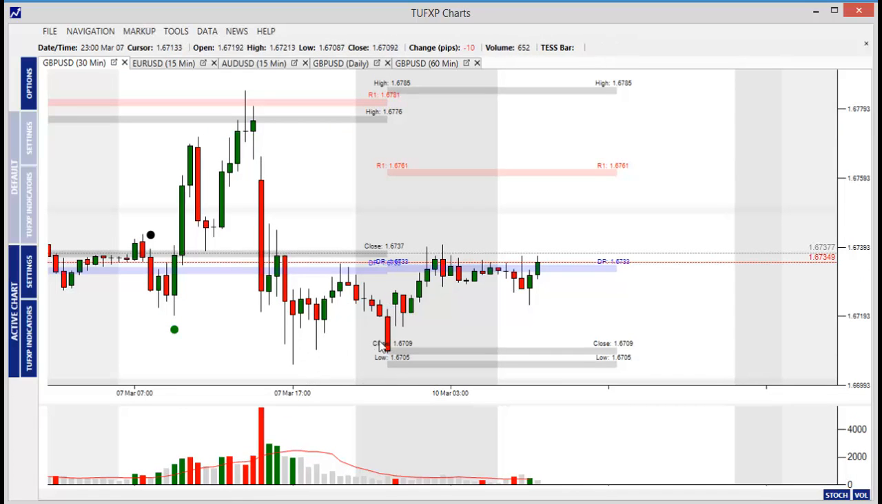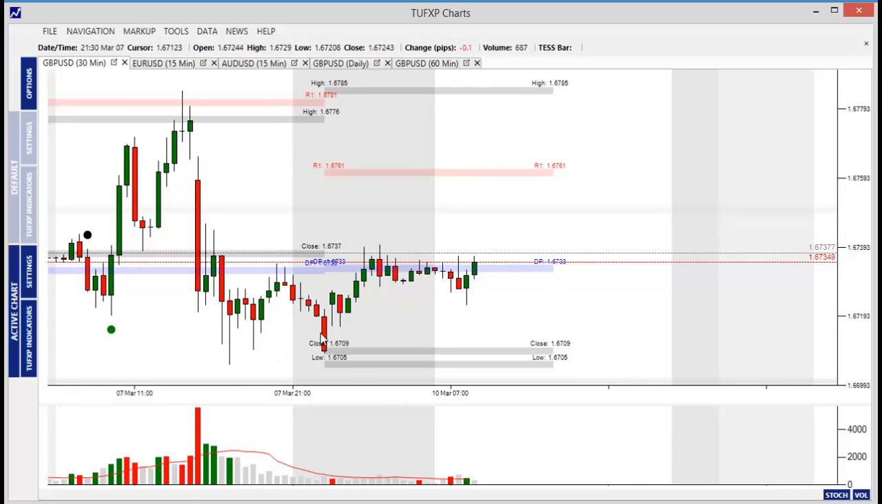It's come back, retested around here. It's then found a bit of support on Sunday night and then moved up, and is now just trading in a range in the 30-minute chart and managing to just close above the DP level there. Let's have a quick look at the news, see what we've got out.